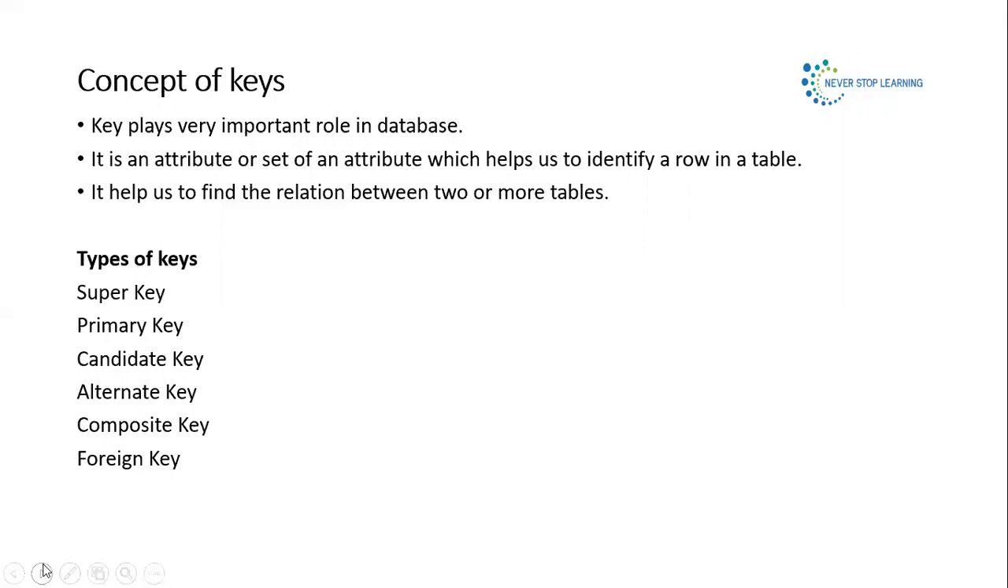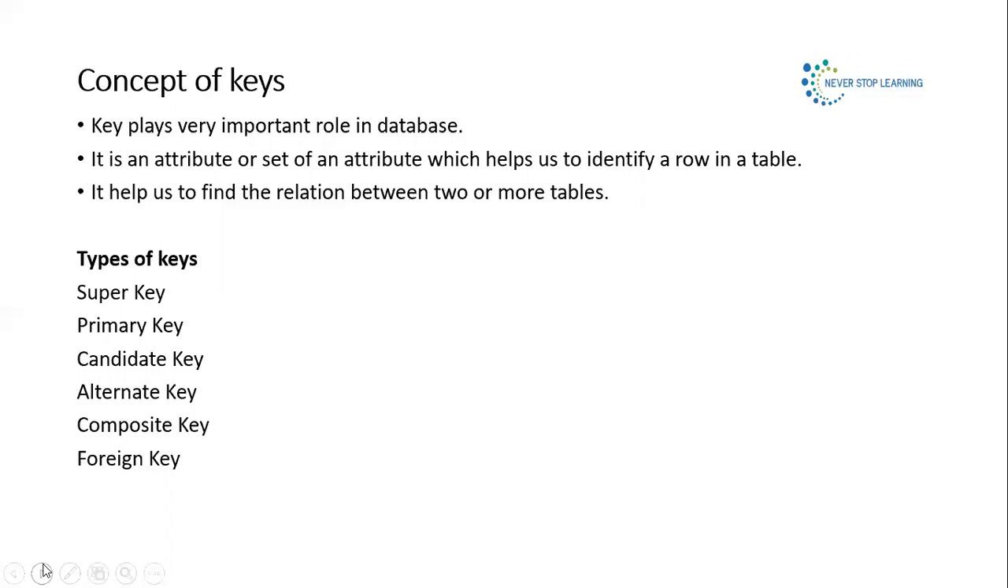Key also allows us to establish a relationship between two or more tables. If I want to connect two tables, or one data I want from one table and another data from another table, so I want to join them and together I want some data, for that also key plays a very important role. It helps you to enforce identity and integrity in a relationship. So keys play a very important role in relational database.